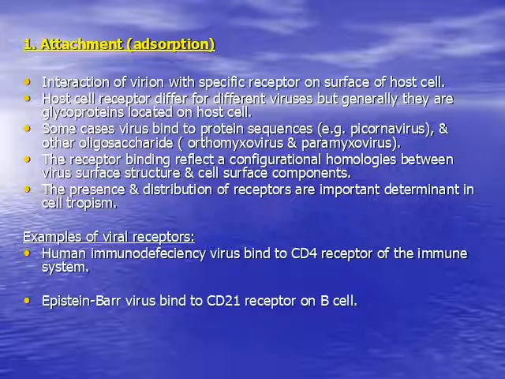A very important point: the presence and distribution of the receptor are important determinants of cell tropism. In other words, the cell tropism of the virus depends on the presence and the distribution of the host cell receptor. For example, human immunodeficiency virus binds to the CD4 receptor on the immune cell, whereas Epstein-Barr virus binds to the CD21 receptor on B cells.